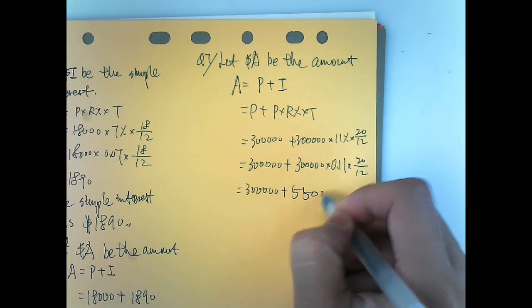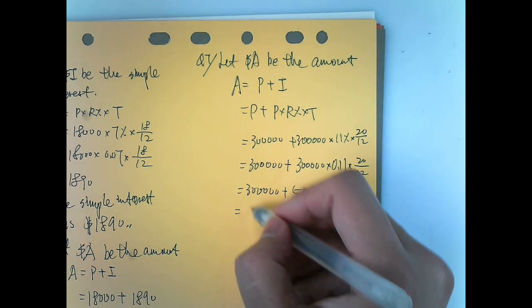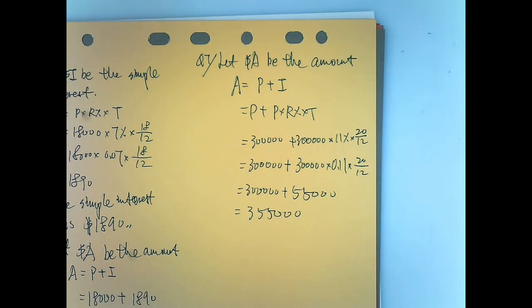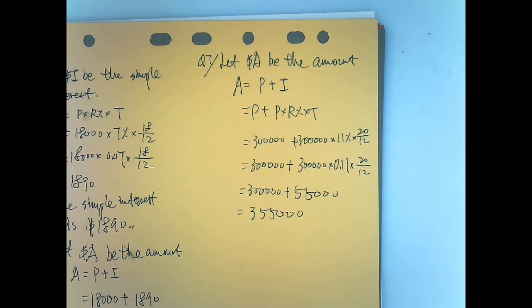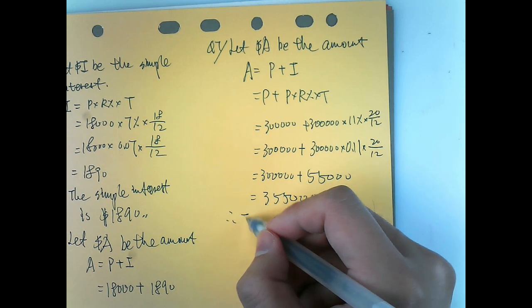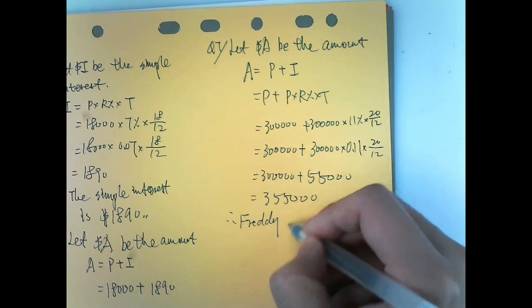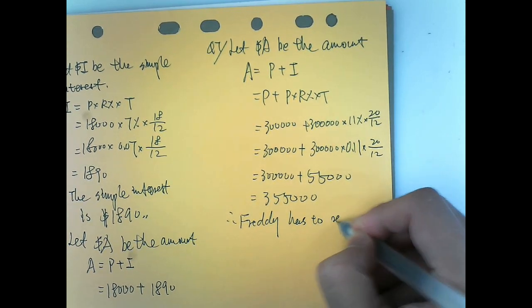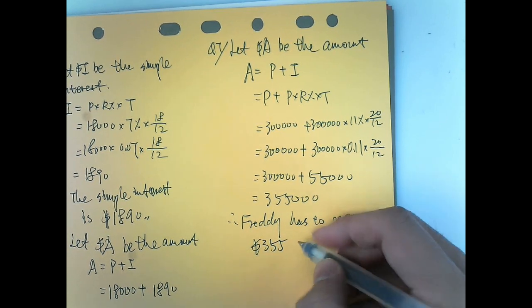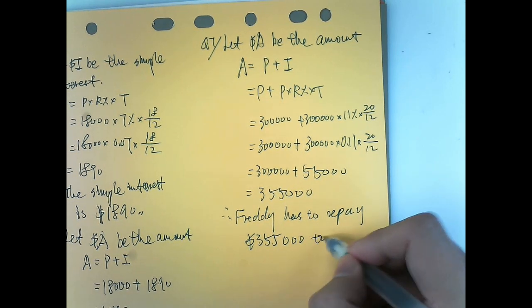This is the result, 355,000. So you can say Freddie has to repay 355,000 to the bank.